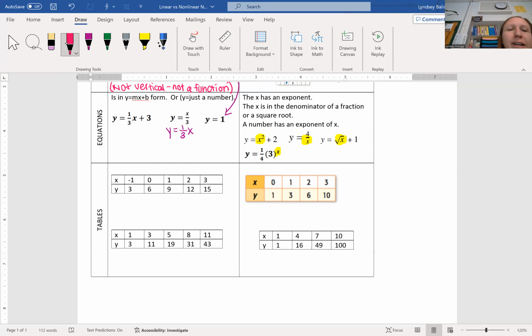So as we look at our x's, I'm going to draw a bunch of arrows here. Okay, so -1 to 0, it goes up by 1. And 0 to 1 also goes up by 1.